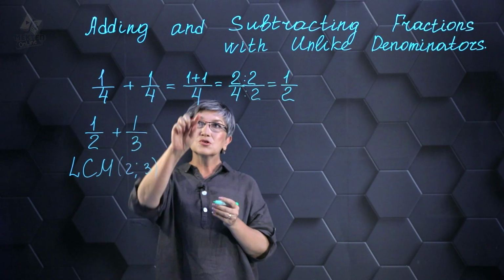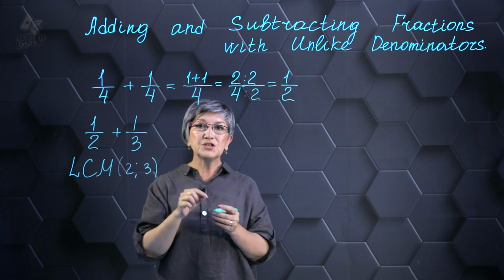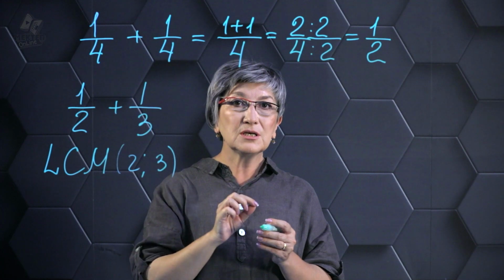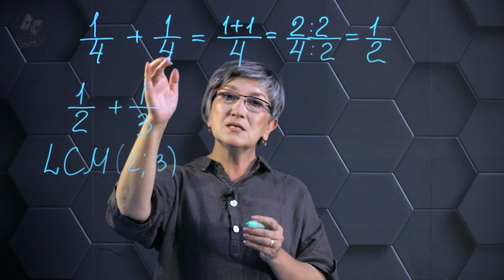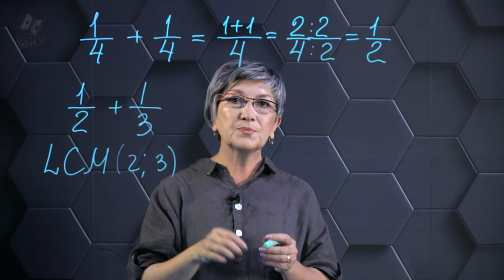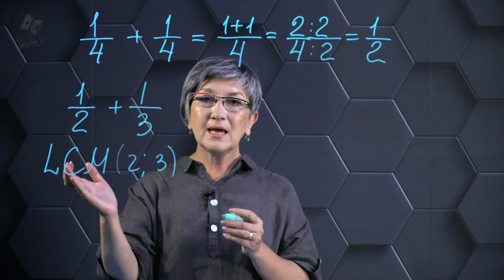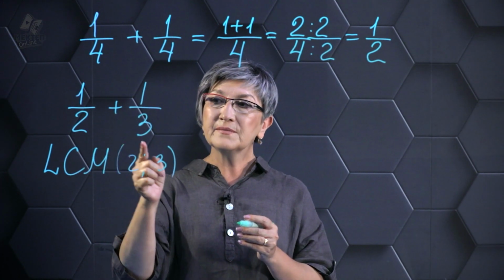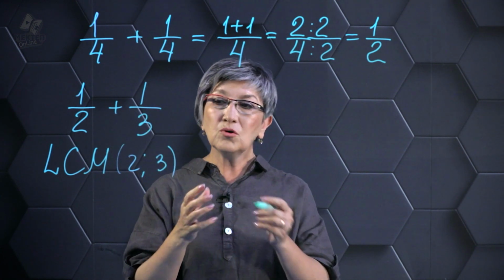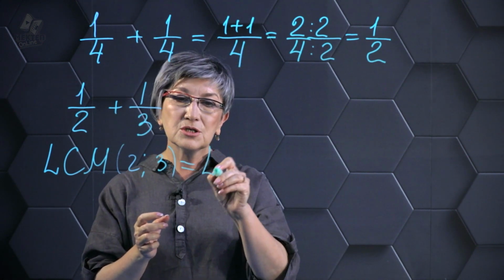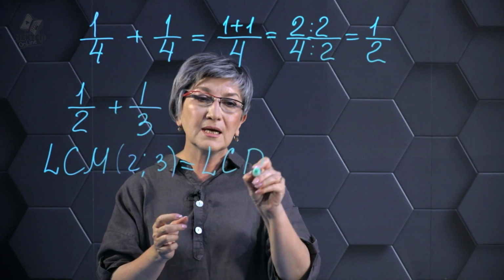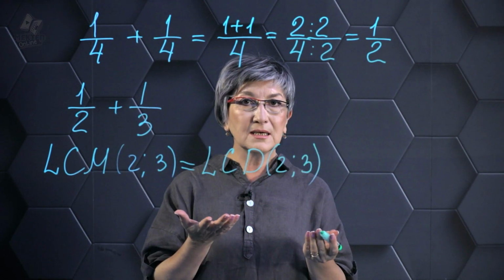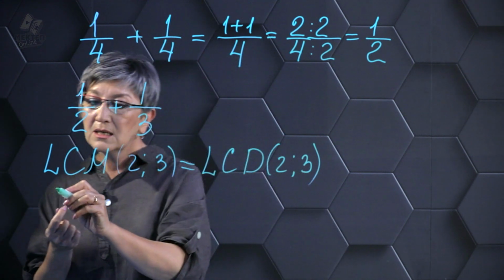In the earlier example we had a common denominator, 4, because there's 4 here and 4 here. And here I need to find a common denominator. This is the LCM, which stands for least common multiple, of the numbers 2 and 3. It is also commonly referred to as the lowest common denominator. How can I determine it for those two numbers?